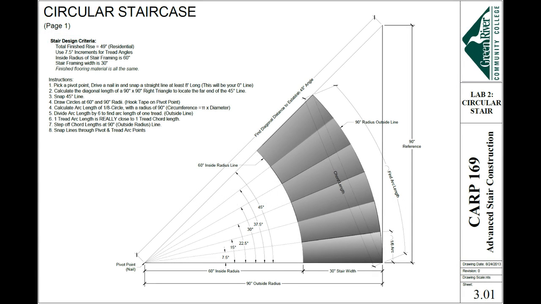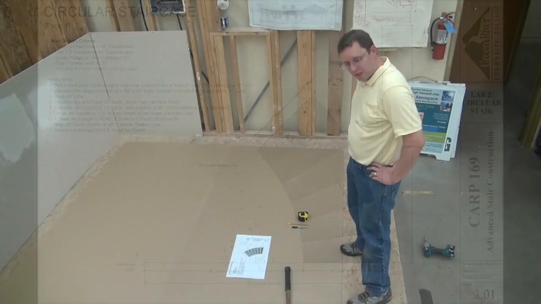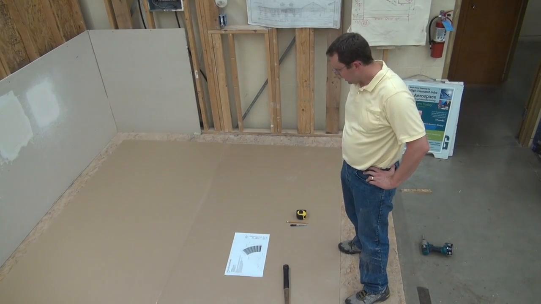The first thing we'll do is lay out for the angle of our circular stairs. In this case, we're going to cover a 45-degree angle within the span of 6 treads. Each tread will have a width of 7.5 degrees. When we add 6 treads together, we'll get a total of 45 degrees of angular coverage of stair. We're ready to start our circular stair lab.